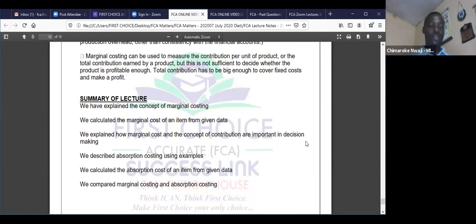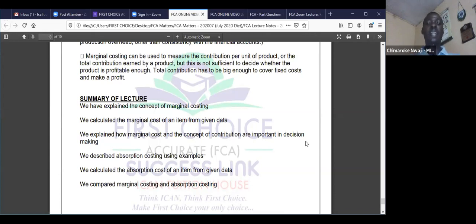So we've come to the end of the course content. Let's look at what we've covered today. We have explained the concept of marginal costing. Yes, we said marginal costing is the alternative to absorption costing, where the fixed cost is marginalized, left out. We only use the variable costs. And we calculated the marginal cost of an item from given data. Yes, we did that severally.